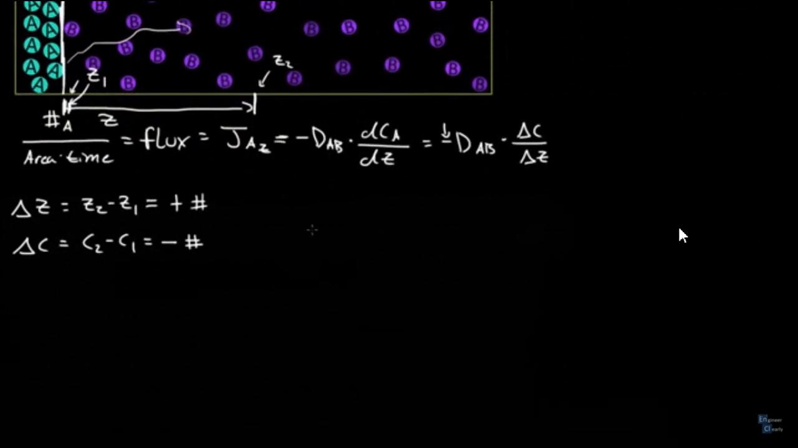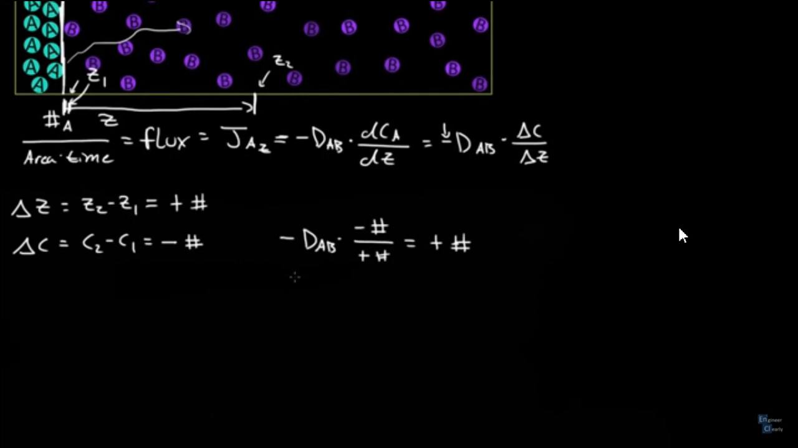So if you have a negative DAB times a negative number over a positive number, you get a positive number. So that is the purpose of this negative, so that the flux of A in the Z direction is positive.